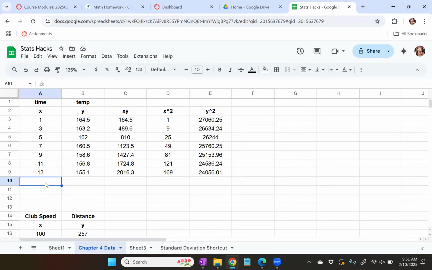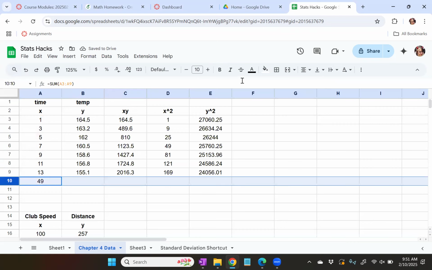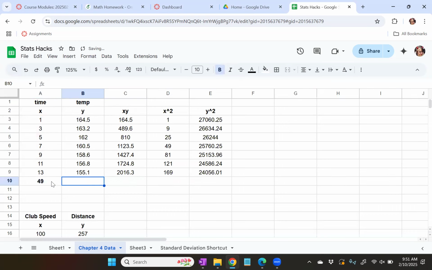The last thing I want to do is make a summation. So equals sum, parentheses, highlight what I need, close my parentheses, and enter. I'm gonna bold this so I don't lose it. There we go. I Control C, Control V. It'll copy the formula and do it for each individual cell.